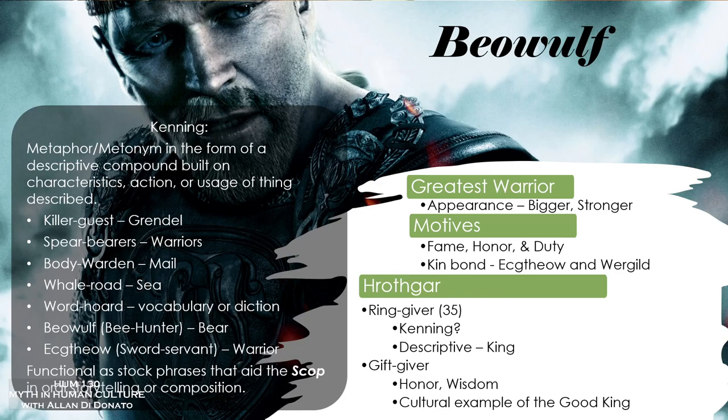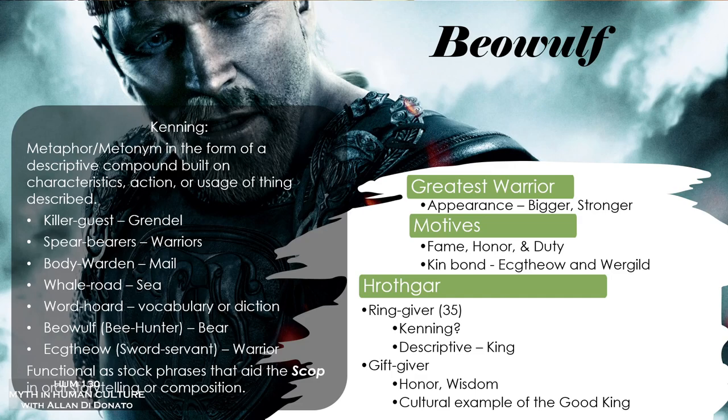Then you've got names, which are also kennings. They might not be as easy to recognize, but Beowulf is a compound that means bee hunter, which is a reference to a bear, right? What do bears look for? They hunt down honey. So a bee hunter is a reference to a bear. It describes Beowulf. He's not literally a bear, but he's a big, powerful warrior figure, so it's appropriate.